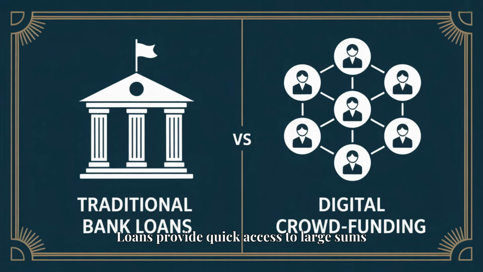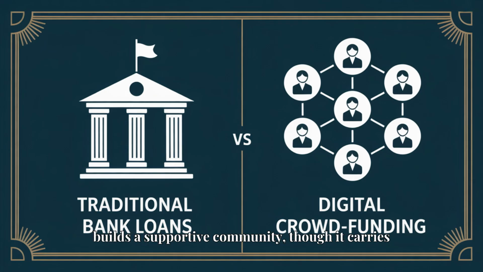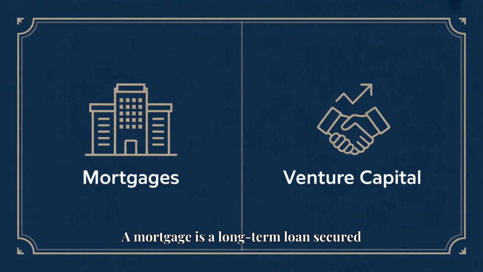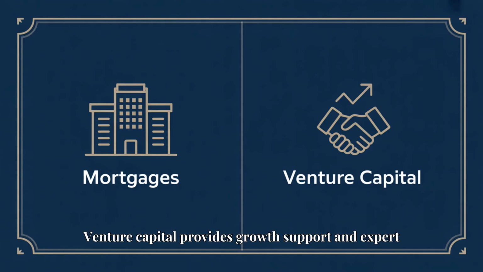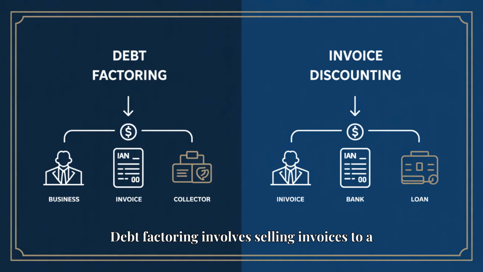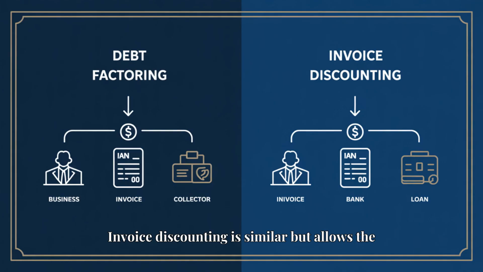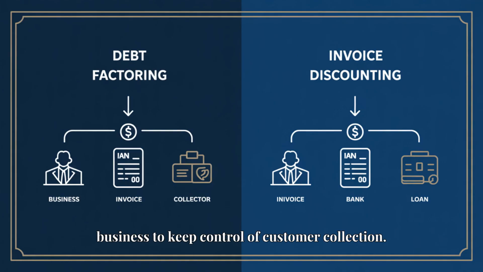Loans provide quick access to large sums but require regular interest. Crowdfunding allows capital without traditional lenders and builds a supportive community, though it carries reputational risk. A mortgage is a long-term loan secured against property, often with lower rates. Venture capital provides growth support and expert guidance in exchange for equity and shared control. Debt factoring involves selling invoices to a third party for quick cash and collection management. Invoice discounting is similar but allows the business to keep control of customer collection.